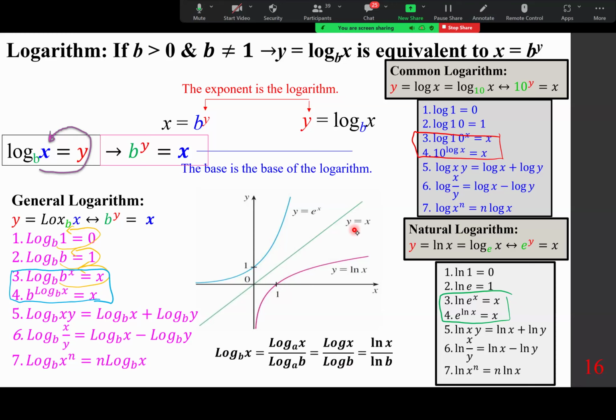Also, we have the change of base formula. Log x with base b is log x over log b. What is the base? Anything you want it to be. You can choose a, some number out of the blue, or you can choose common log base 10, or you can choose e, natural log. The reason we do that is because many calculators can't handle this, so we have to go with the change of base formula.